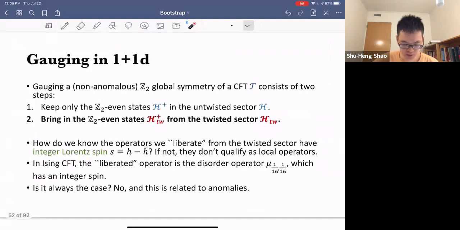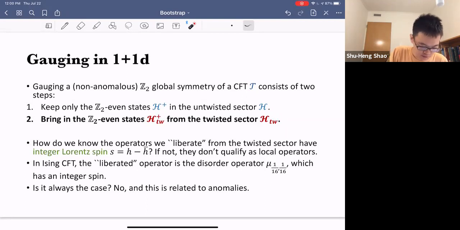Okay, and now comes the problem. I'm almost running out of time, so I'll end with this slide, but let me just say what the problem is. This is the procedure of orbifold in 1+1D. If you're not familiar with it, you can go to Ginsparg's review for a very nice introduction of this procedure.